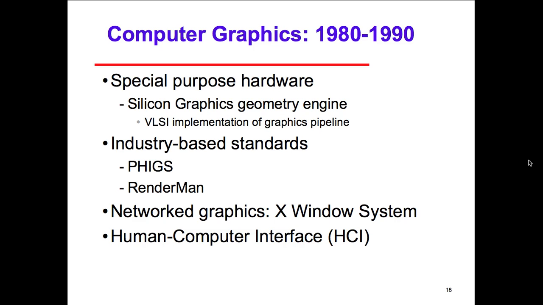From the 80s to the 90s, we also had special purpose hardware, and that's where Silicon Graphics came into play, geometry engineering. I don't know, is Silicon Graphics, SGI, still around? I can't remember. I think they are still around. It's like one of the oldest graphics companies out there. Industry-based standards, RenderMan, some open source stuff, network graphics, X systems, human-computer interface became popular around the 90s.